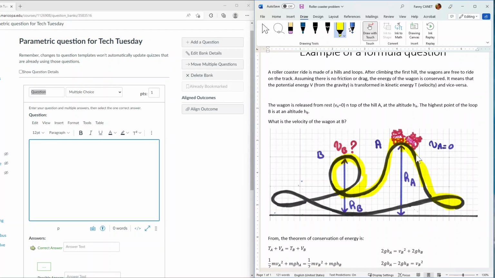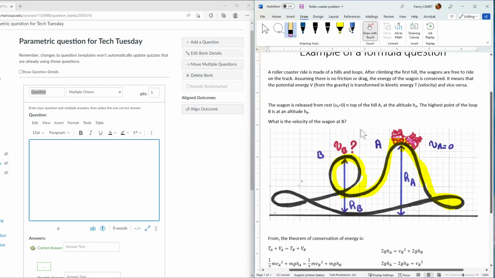So the question is, if we release the roller coaster at point A, the altitude at A is maybe 30 meters, and at the first loop, the altitude is maybe 20 meters. The question is, what is the velocity VB? So what is in blue? Everything that is in blue is data that are given, and what is in red is the value that I'm looking for.